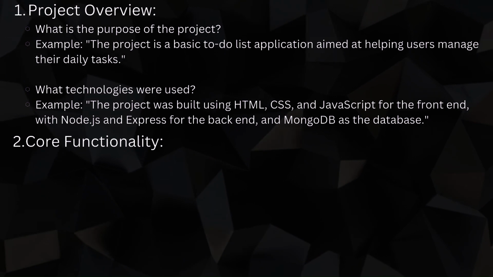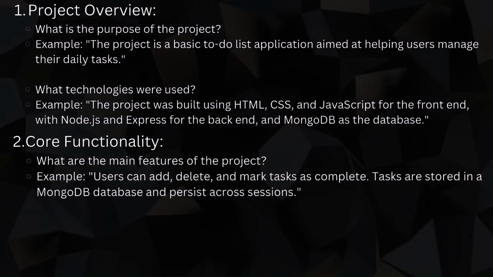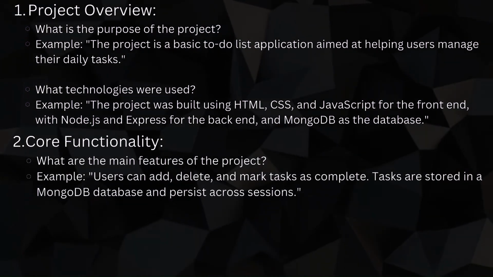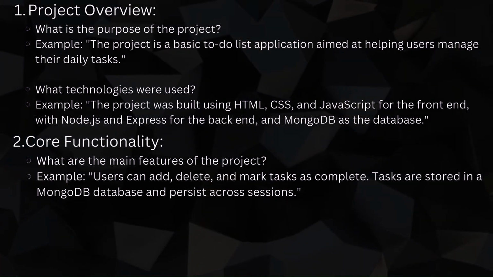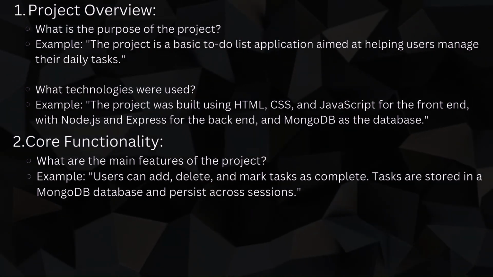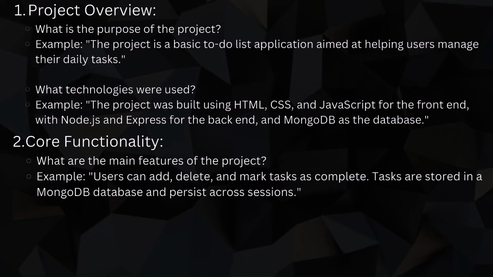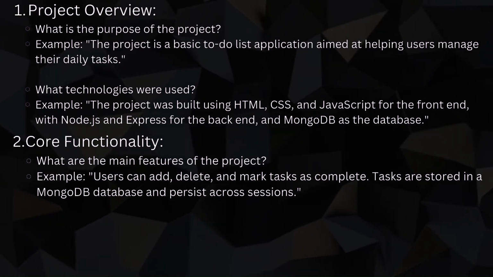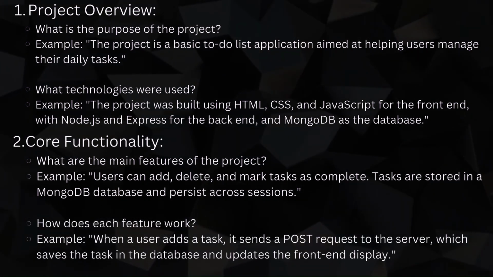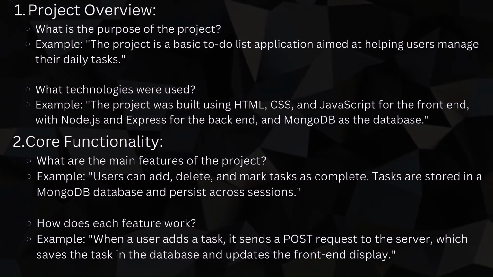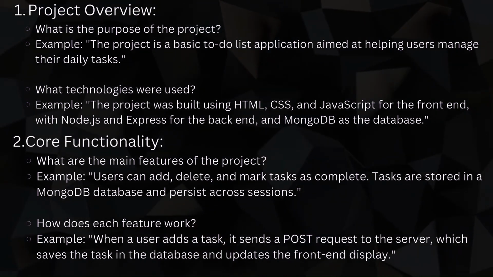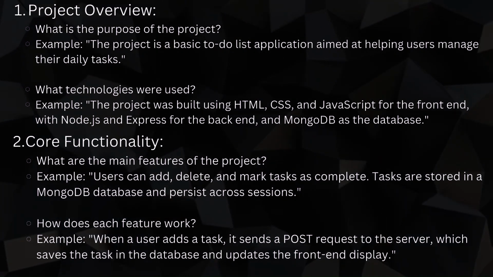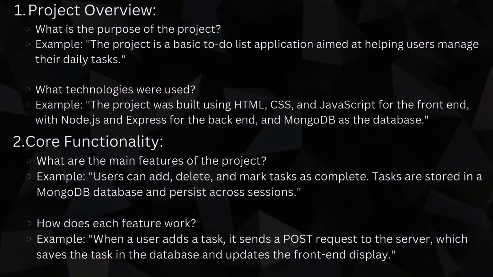Two, core functionality. What are the main features of the project? Example: users can add, delete, and mark tasks as complete. Tasks are stored in a MongoDB database and persist across sessions. How does each feature work? Example: when a user adds a task, it sends a POST request to the server, which saves the task in the database and updates the front-end display.